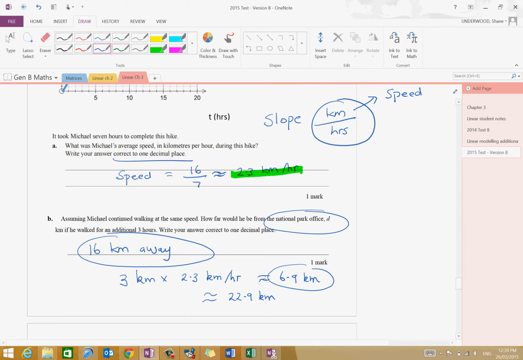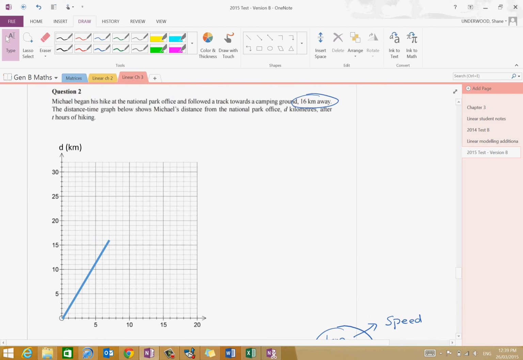Now this is a point of reading the question. How far would he be from the National Park office if he walked an additional 3 hours? He was already 16 kilometres away. A lot of you just wrote an answer of 6.9. No, it's not, because this distance here is how far from the office. He's already 16 kilometres away, so he therefore goes to around about there. Just by looking at the graph, it would have told you a rough estimate. And a lot of you didn't make that connection.